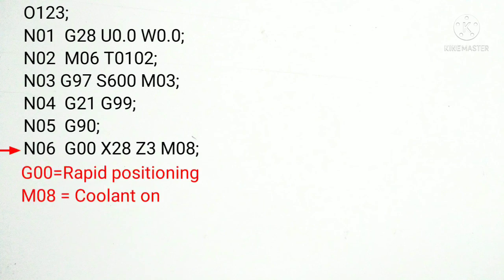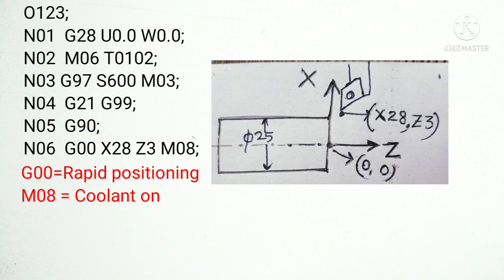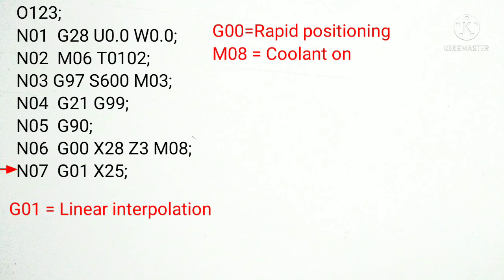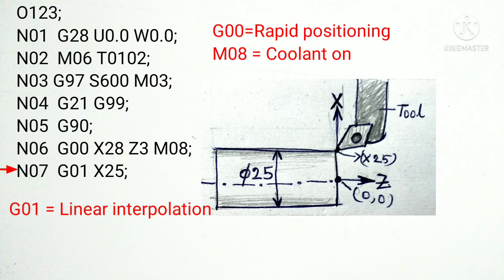Next line is N06 where we use G00, X28, Z3 and M08. Here we use G00 for rapid traveling or rapid positioning, and X28 Z3 is the initial starting position of the cutting tool, and we use M08 to turn on the coolant pump motor. Next line is N07 where we use G01 and X25. Here we use G01 to move the cutting tool linearly to the point X25, which is the starting position of the cutting tool.